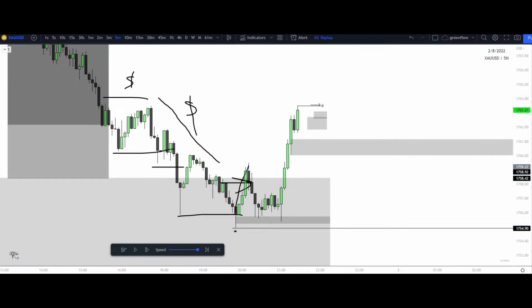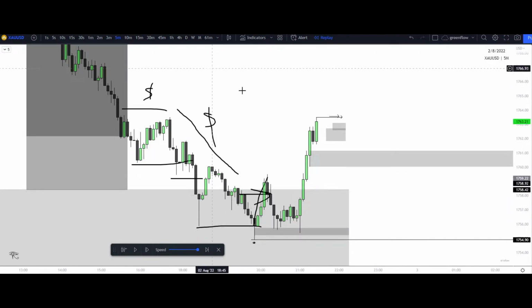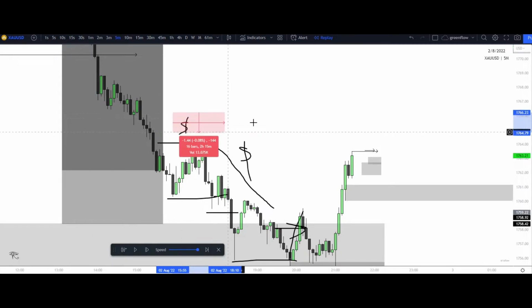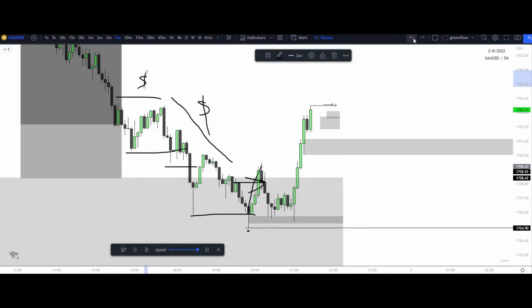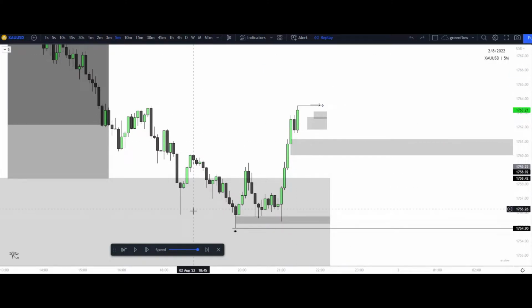So at this point in time, we get that mitigation of lower time frame demand. If I go on the 1 minute to show the refine of this, you go ahead and get rid of this. All right, so we have the mitigation, the liquidation raid to the downside, break of structure to the upside.